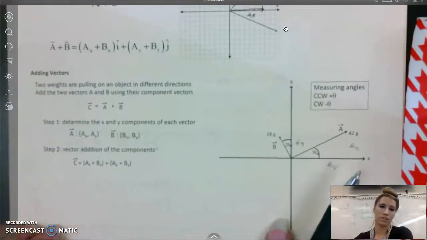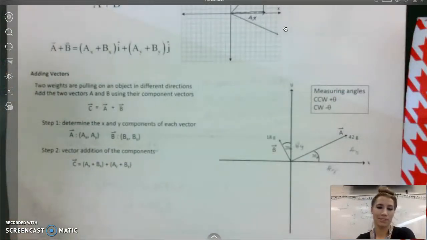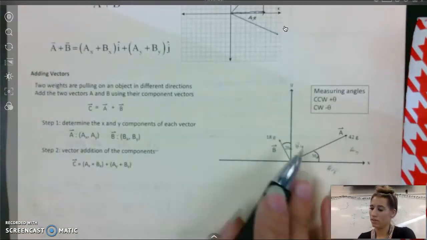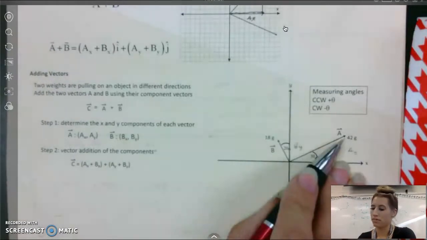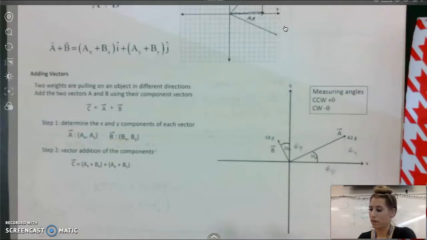Okay, two vectors, two weights pulling on an object in different directions. Add the two vectors A and B using their component vectors. So it's saying we have a weight that's pulling for the A vector, and then we have a weight that's pulling for the B vector, and we want to see where the resultant is of those two if we added those two together. So let's start by recognizing and solving our AX and our AY.